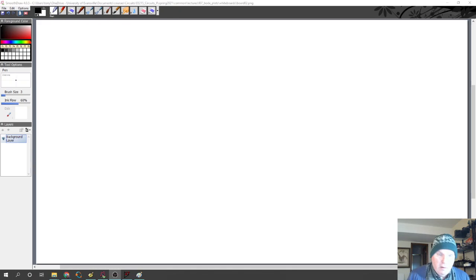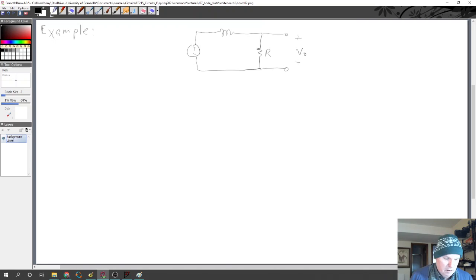Okay, let's look now at a simple example where we'll start to illustrate this Bode method. What we're going to look at is actually just a simple RL circuit, just a single inductor and a single resistor. And we're going to take our output voltage across the resistor. So this is VO, this is R, this is L, and this is our input voltage.